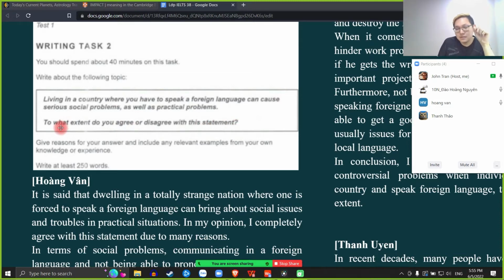So of course, for this kind of essay, you can totally agree or you can totally disagree, or you can agree more than you disagree, or you can disagree more than you agree, or I think you can decide to be in the middle, impartial as well. But to be honest with you, for this kind of essay writing test 2, it's better to take side whether you agree or disagree.